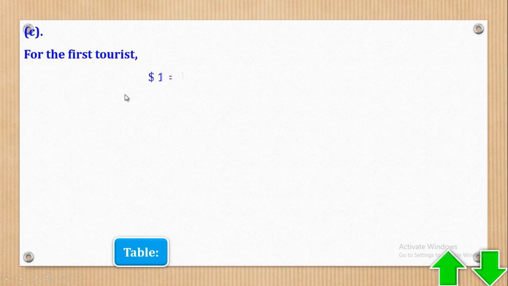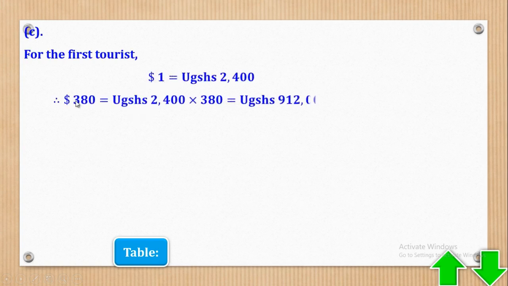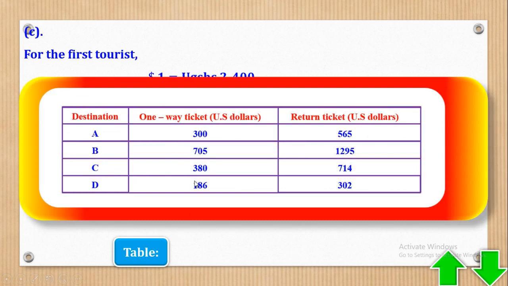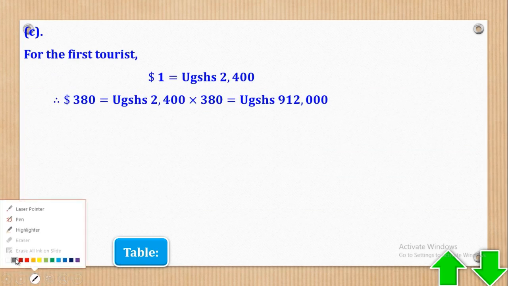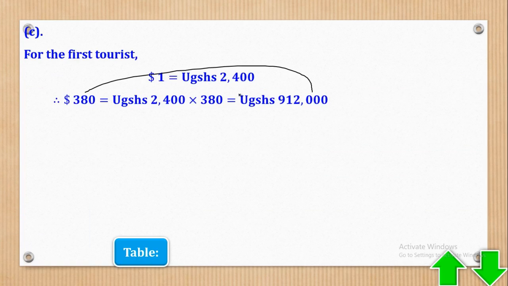So for the first tourist, this is the rate which was used. Therefore, 380 US dollars will be equal to 2,400, which is the rate, times 380. Now, where is this 380 coming from? So 380 is coming from here, one-way ticket of destination C. So this is equivalent to that.